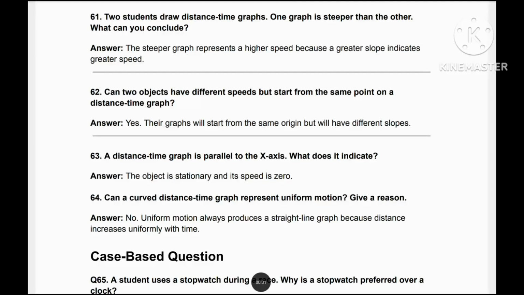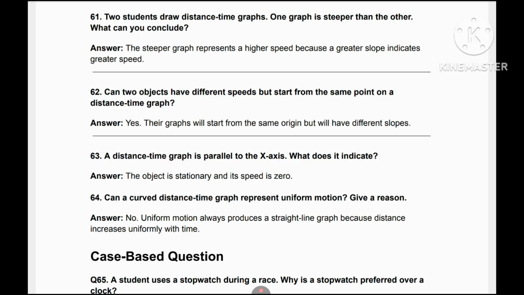Two students draw distance time graphs. One graph is steeper than the other. What can you conclude? The steeper graph represents a higher speed because a greater slope indicates greater speed. Can two objects have different speeds but start from the same point on a distance time graph? Yes, their graphs will start from the same origin but will have different slopes.